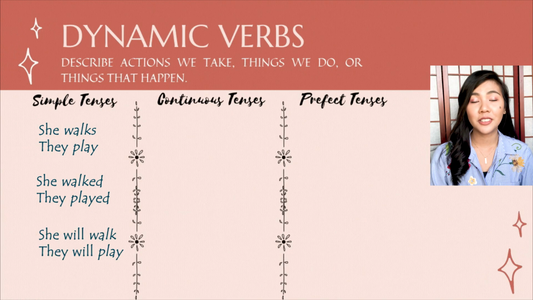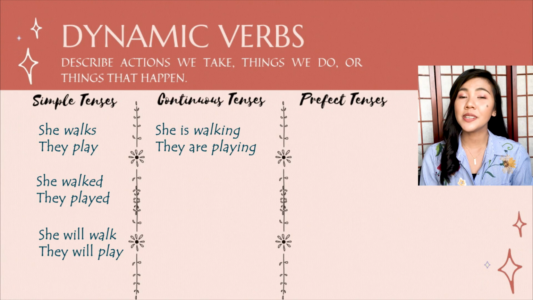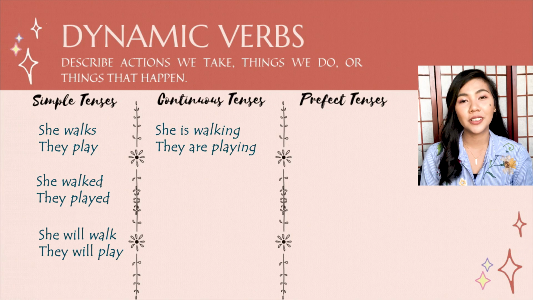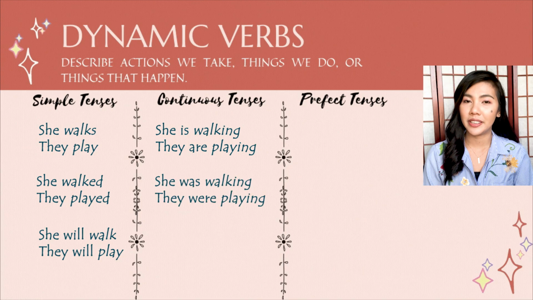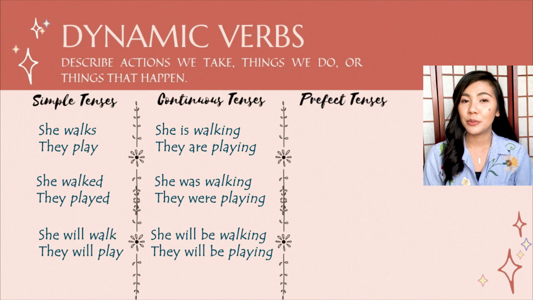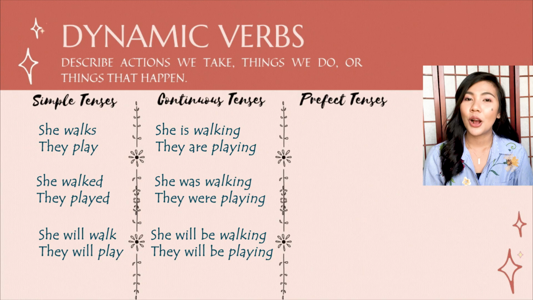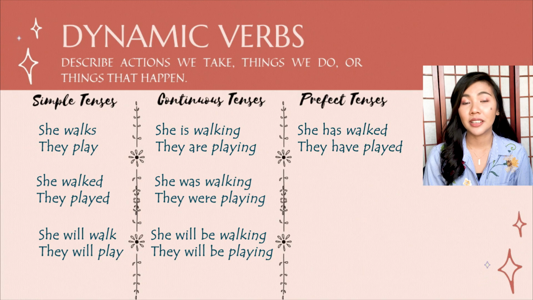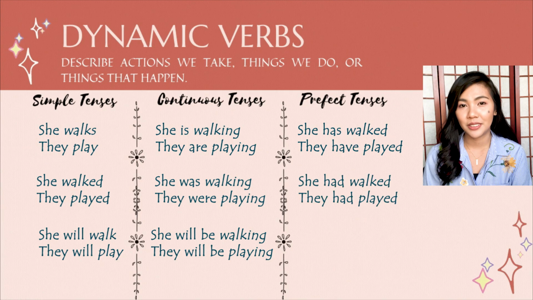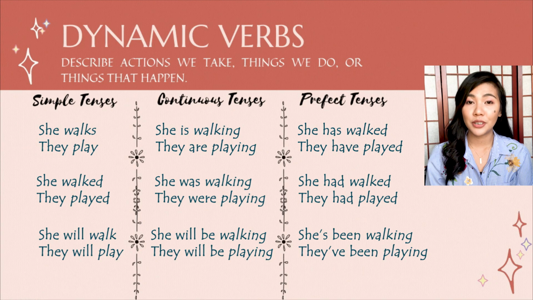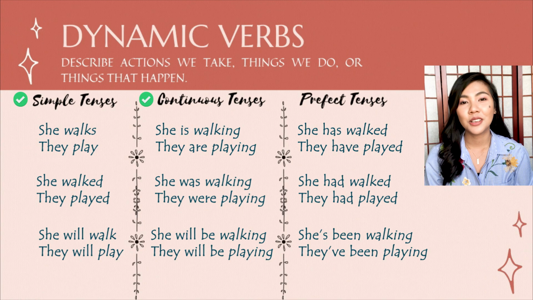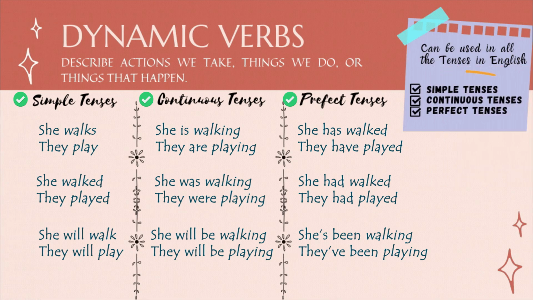We can also use them in continuous tenses. For example, in present continuous we can say she is walking or they are playing. In past continuous we can say she was walking, they were playing. And in future continuous, she will be walking, they will be playing. Or we can use them in perfect tenses. For example, she has walked, they have played. She had walked, they had played. Or she's been walking, they've been playing. So these dynamic verbs you can use in all the wonderful tenses in English that you know. Simple tenses, continuous tenses, or perfect tenses.